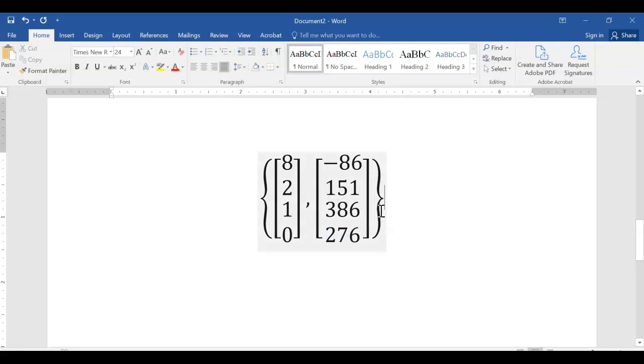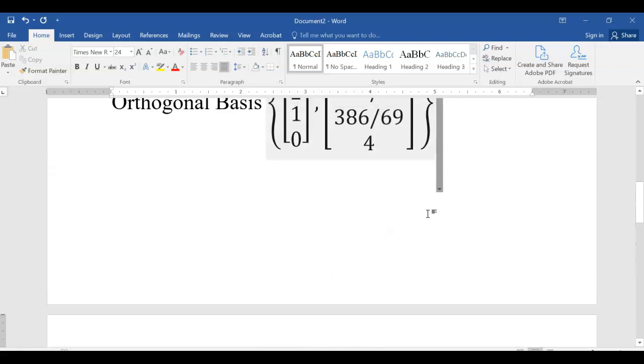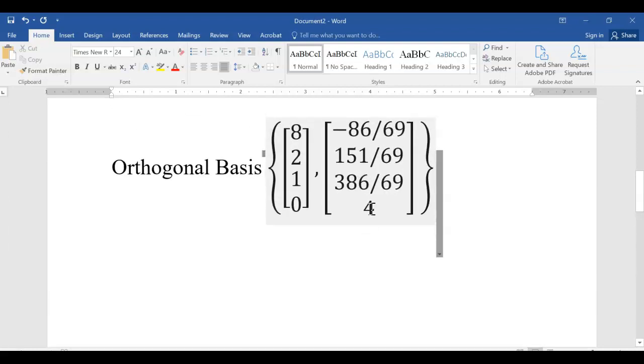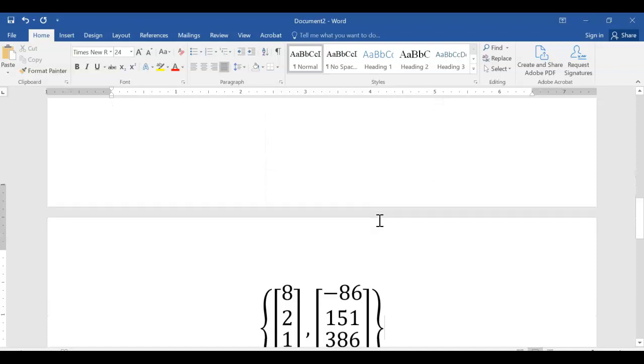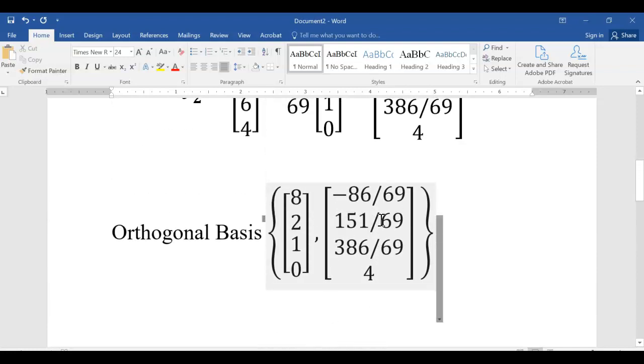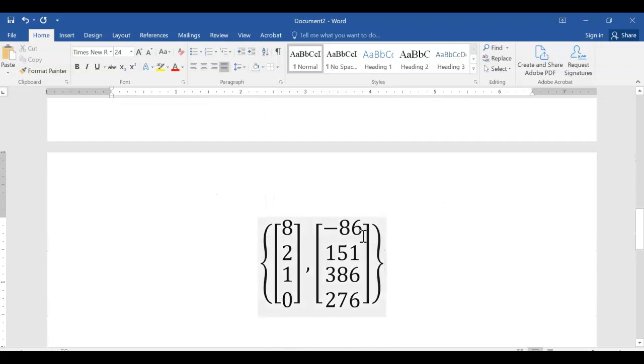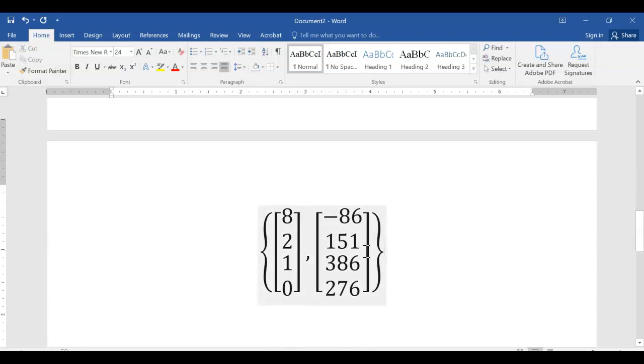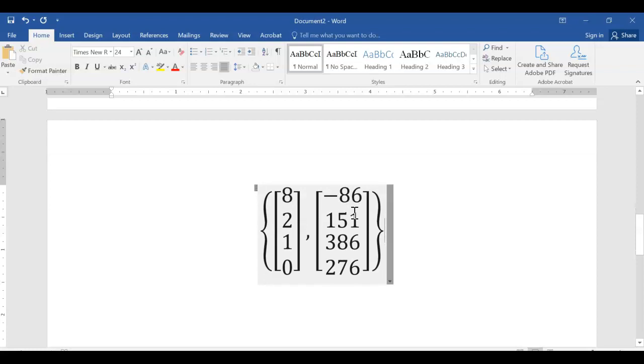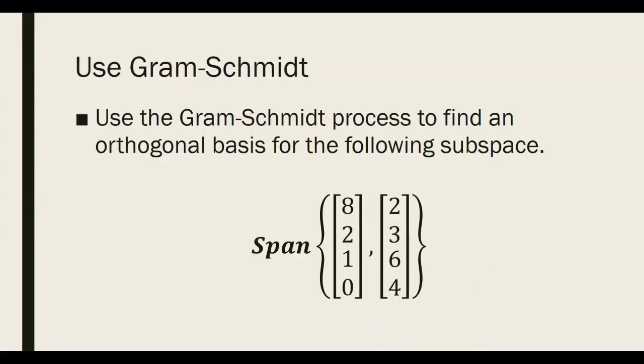Again, when you're writing answers in the homework, write this answer in decimal format, but in a test setting, by all means, sometimes whole numbers are much easier to deal with. By the way, if you want to test this out, do your inner product and see if these two are in fact orthogonal. And by the way, they will be.